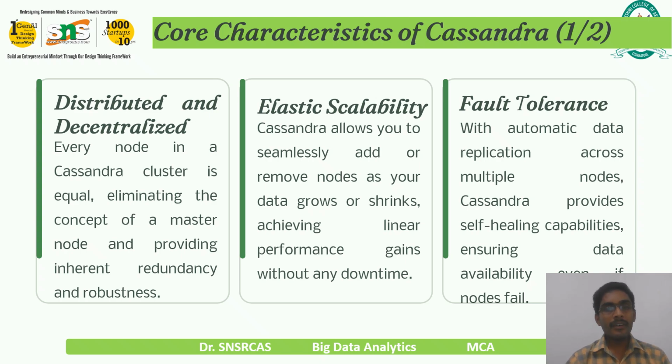And the core characteristics of Cassandra, there are a few characteristics. Let's see one by one. First one is distributed and decentralized. All nodes are equal, so there is no master node that can become a bottleneck. Elastic scalability: you can add or remove nodes with no downtime, and the performance grows linearly as you scale. And fault tolerance: data is automatically replicated, so even if a node fails, the system keeps running.